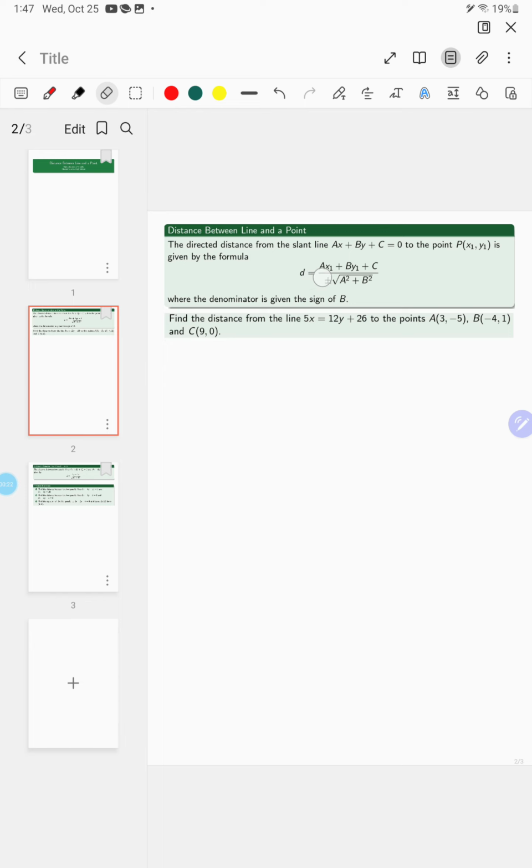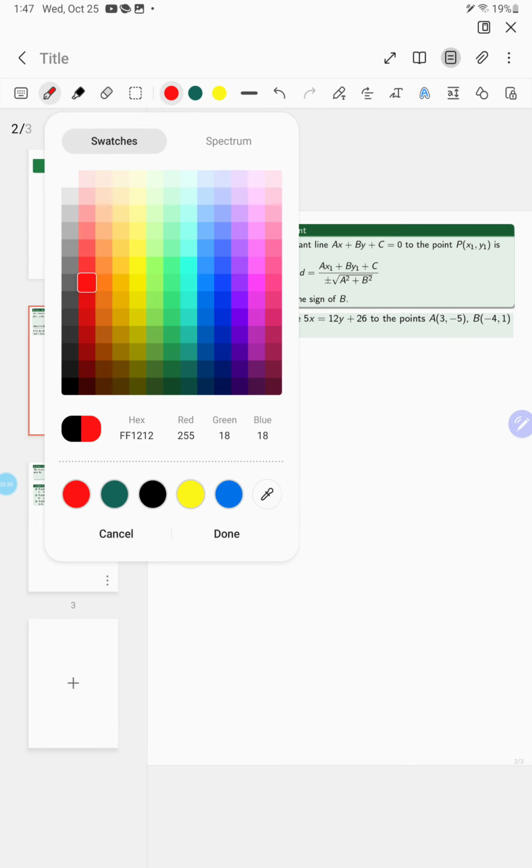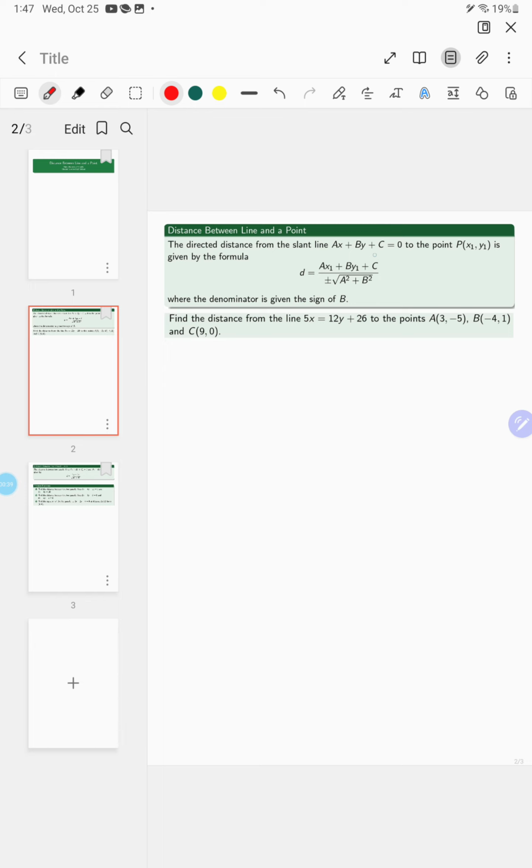That is, d equals ax sub 1 plus by sub 1 plus c all over plus or minus square root of a squared plus b squared. Take note here that the denominator is given the sign of b. One thing that you should observe here is that our line should be in standard form, meaning it should be equated to 0. Also, I want to emphasize that the sign of the denominator should depend on the sign of b. So if b is positive, the denominator is positive. Otherwise, negative.